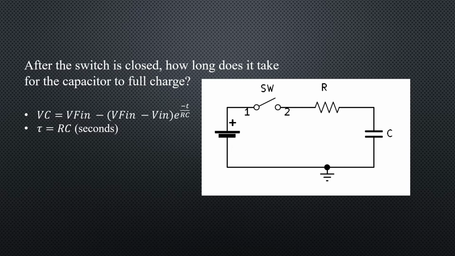And here's our VC or cap charge formula. VC is equal to V final minus the quantity V final minus V initial, e to the negative time over RC, where RC is also equal to, or sometimes called, tau.